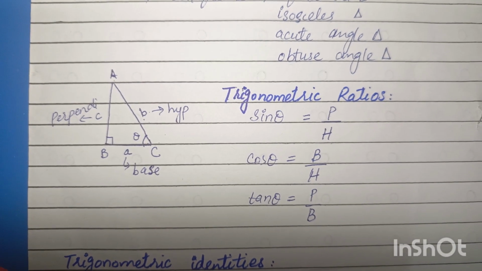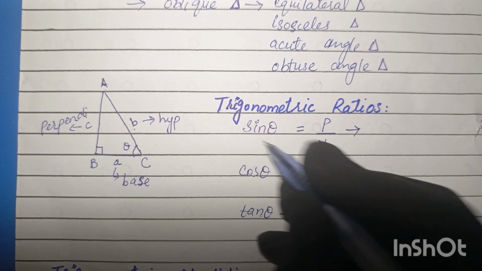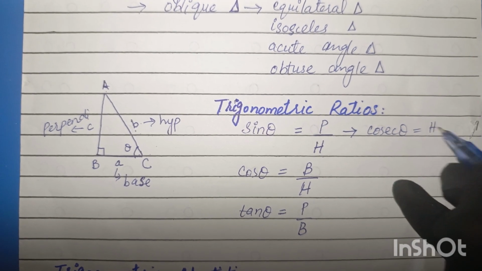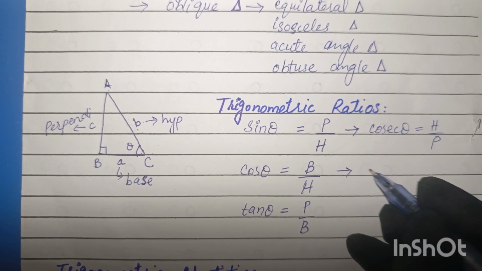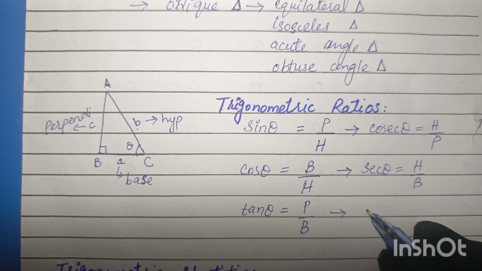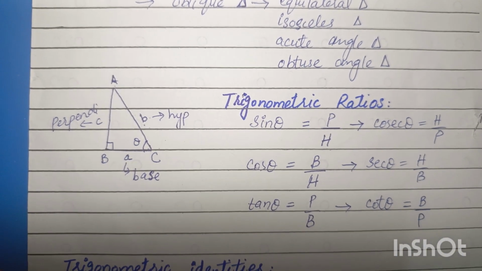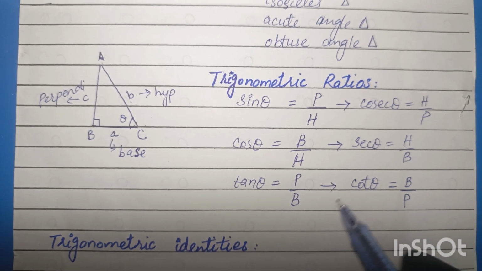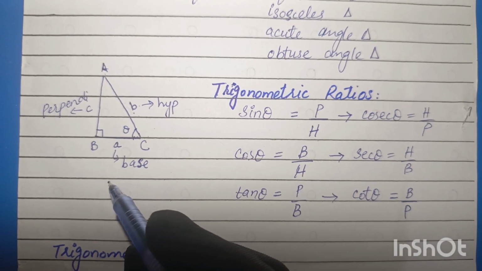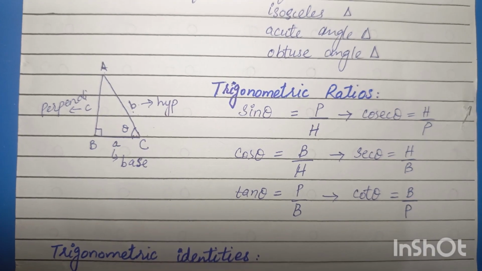So here are three basic trigonometric ratios, and their reciprocals can also be used as trigonometric ratios. For example, the reciprocal of sine theta is cosecant theta, which is equal to hypotenuse over perpendicular. The reciprocal of cos theta is secant theta, which is equal to hypotenuse over base. And the reciprocal of tan theta is cot theta, which is equal to base over perpendicular. So here are six trigonometric ratios which can be used to find any of the angles or any of the sides of the right angle triangle. These trigonometric ratios are specific to the right angle triangle only.